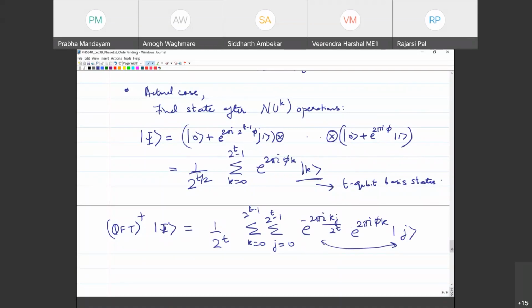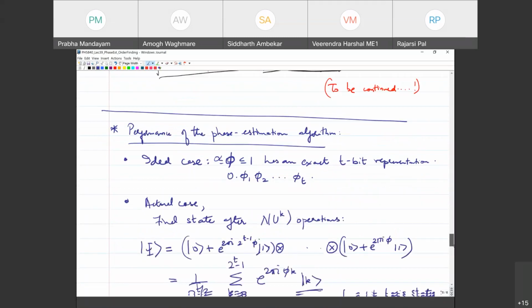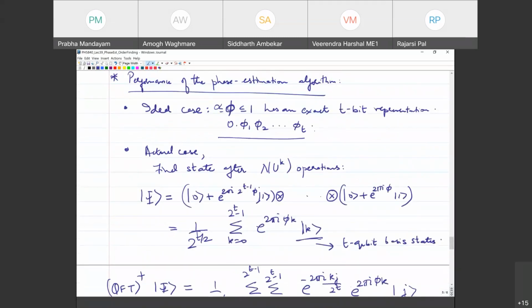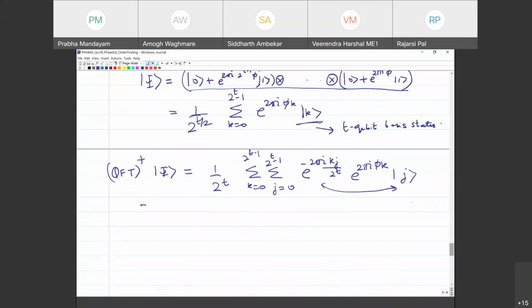Now the claim is that if this was exact, suppose phi had an exact t-bit representation of this form, then whatever we wrote down yesterday can exactly be written as these fractional powers of phi, so that each phase pulls out one significant bit in this binary expansion. But that is assuming that this is an exact representation. If it is not an exact representation, this is the best you can do. This is what you have. Now the task is to somehow extract phi from this.